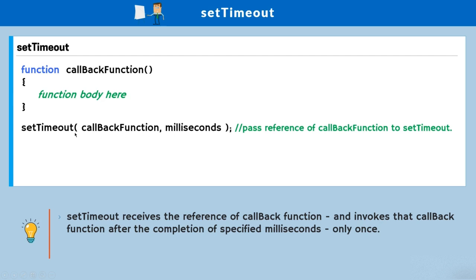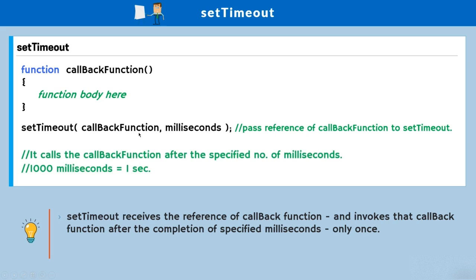Internally, the setTimeout function sets a timer so that after completion of the specified number of milliseconds, it automatically calls the callback function once. Of course, I think you know 1000 milliseconds equals 1 second. So in what kind of cases will you use this setTimeout?